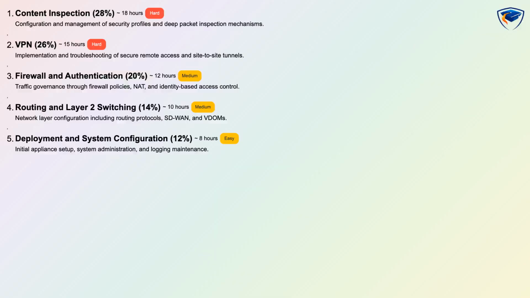Overview first. The exam is divided into 5 main domains with exact weights you must know, and a 6th domain for deployment and system tasks. Content inspection is 28%, VPN is 26%, firewall and authentication is 20%, routing and layer 2 switching is 14%, and deployment and system configuration is 12%. Each domain lists focus areas, difficulty, estimated learning time, and assessment types to guide your study plan.